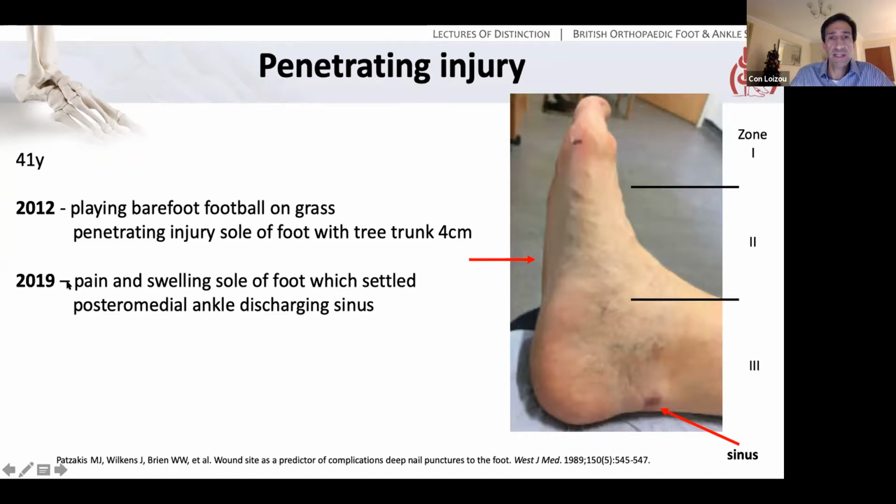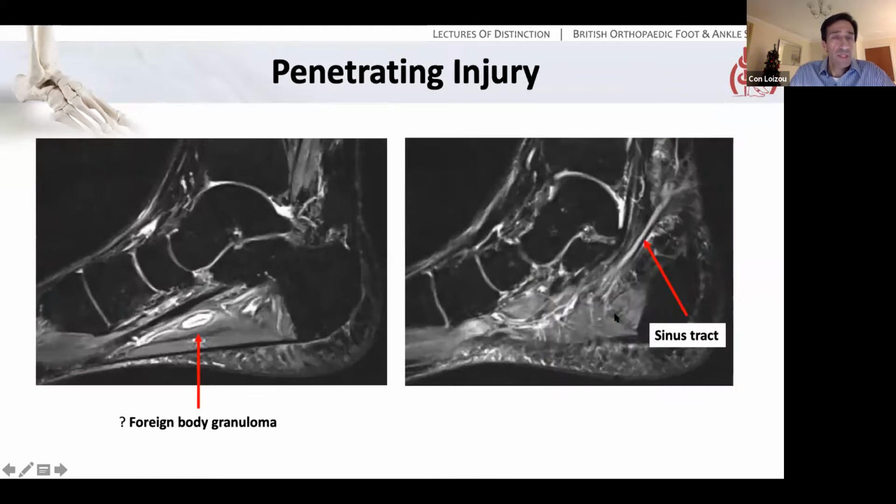In 2019, he developed pain and swelling at the sole of the foot, which settled within a week. And then later he developed a posterior medial ankle sinus from which there was discharge. And he had that debrided multiple times locally. You can see that longitudinal scar. But obviously the sinus kept recurring.